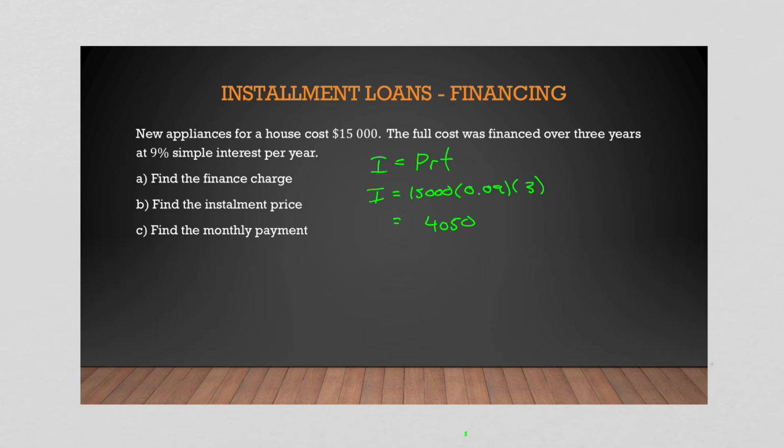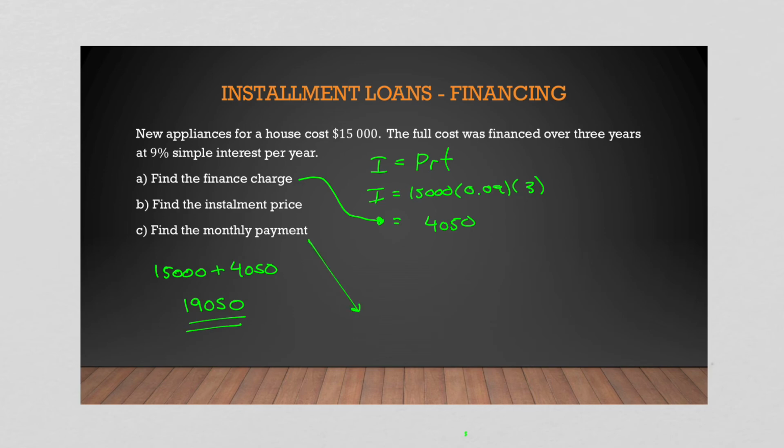So here's the finance charge, right? Finance charge is the fancy way of saying how much interest do you pay in order to finance this purchase. And then the installment price, that's how much this thing is going to be with interest charged. So 15,000 plus $4,050 gives us a total purchase price, including interest, of $19,050, and then find the monthly payment.